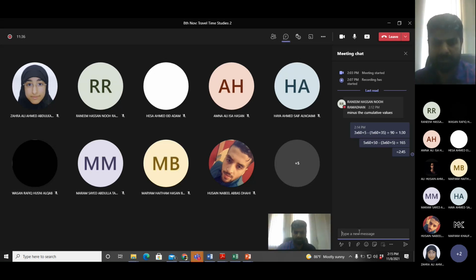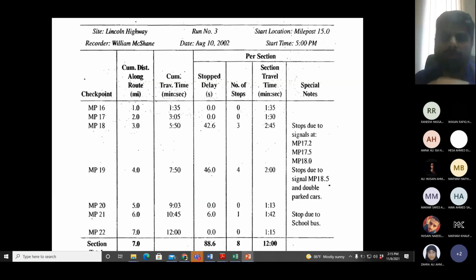Okay, you don't have to follow this. This may take more time from you. If you can do it directly, minutes minus minutes, seconds minus seconds, I think that is more efficient. But if you cannot remember, convert everything to seconds, subtract it, and then convert it back to minutes and seconds. Okay, that is also good.